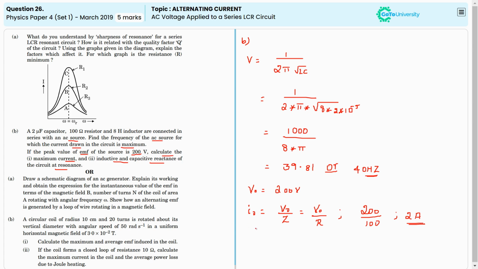At resonance XL is equal to XC. XL is equal to ωL, which is equal to 2πν into L. If we substitute the values, that is 2π, ν is 39.81, into L is equal to 8, then we get the answer 2000 ohms.